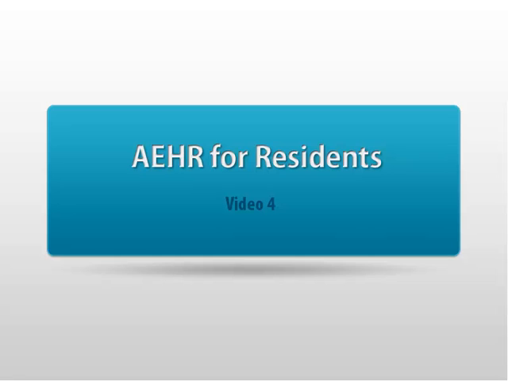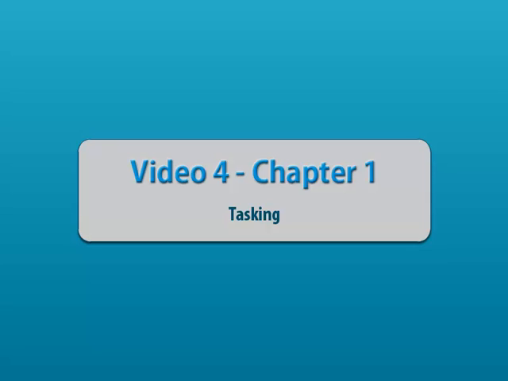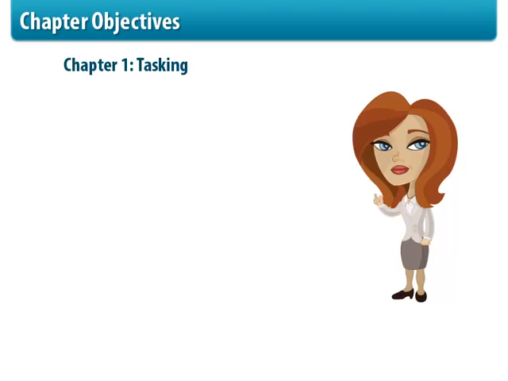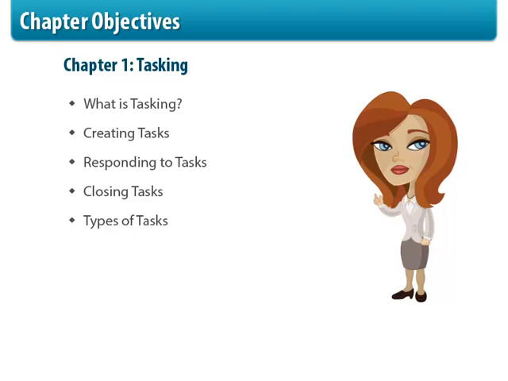This course is intended as initial AEHR training for residents. This video is video number 4 in a series of 4 and is divided into 2 chapters. The first chapter will introduce you to tasking in AEHR. In this chapter, we will talk about what tasking is, creating tasks, dealing with tasks you receive, ways to close a completed task, and different types of tasks that you may receive.